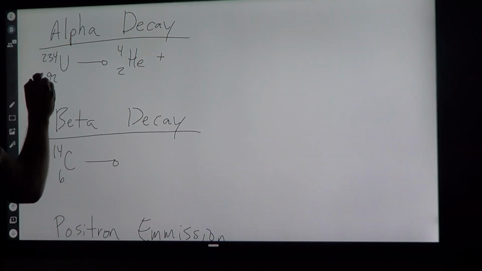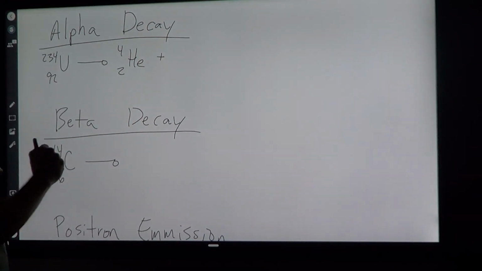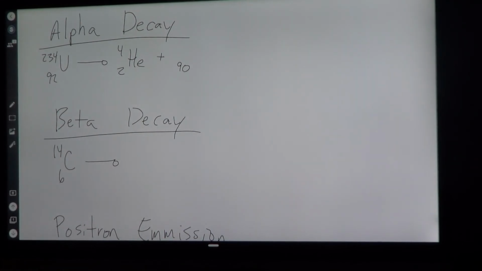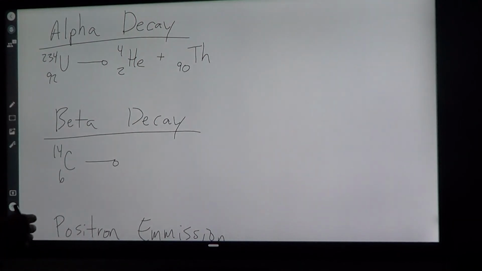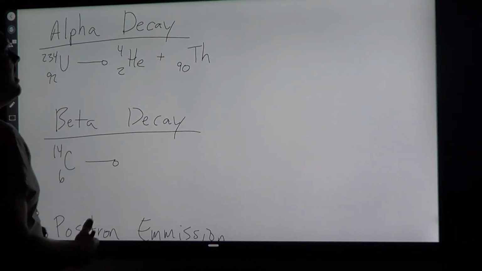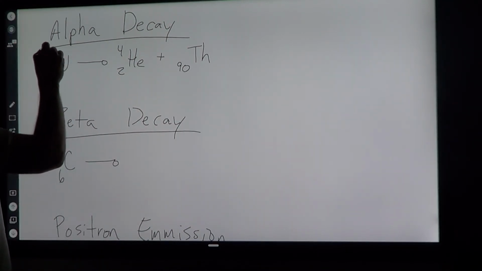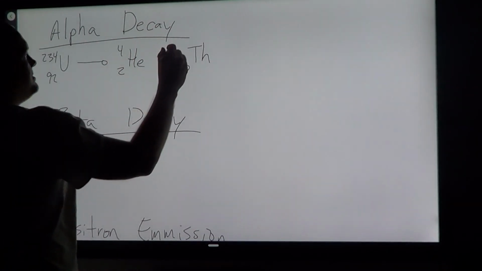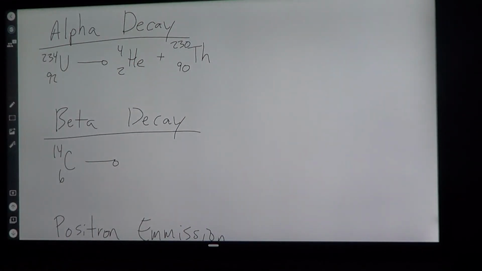So if we started with 92 protons, and this has 2, we must have 90 protons remaining, which is the element thorium. But every atom has multiple isotopes, so we also have to figure out what isotope of thorium this is. A total mass of 234 before we start. The helium has 4 of them, so this thorium would have a mass number of 230.